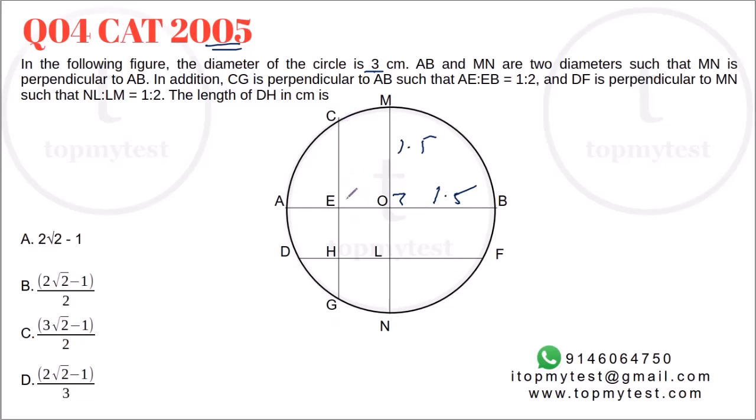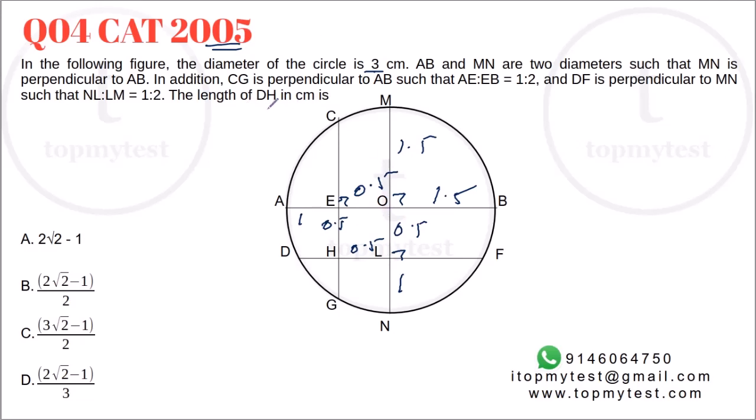CG is perpendicular to AB, which means CG should be parallel to MN, such that AE is to EB is 1 is to 2. Right, so the full length is 3, split in the ratio 1 is to 2. So this part is 1, balance part is 2, out of which this is 1.5. So this should be 0.5. Similarly, DF is perpendicular to MN, such that NL to LM is also 1 is to 2. So again, this is one part, this full part is 2, so this should be 0.5. So this is a square of 0.5.